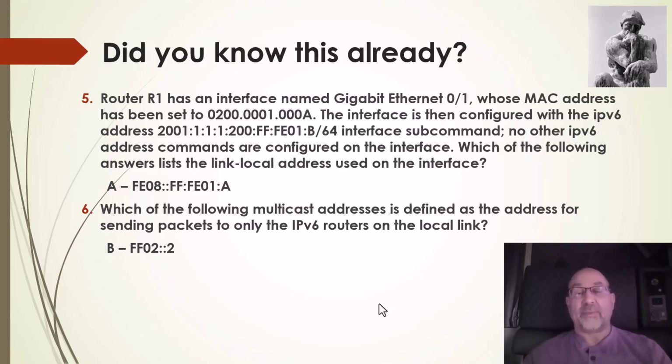Question number 6, which of the following multicast addresses is defined as the address for sending packets to only IPv6 routers on the local link? Well, we know that was the all routers multicast, so FF02::2. And the important thing there is the ::2 is the all routers, and the first two, FF02, that's the scope.